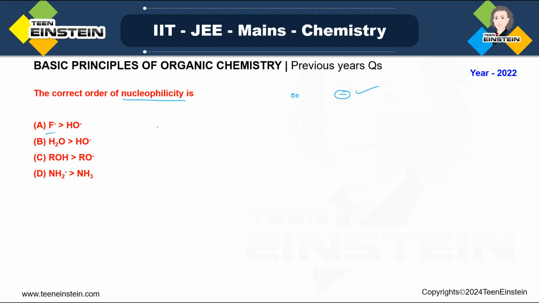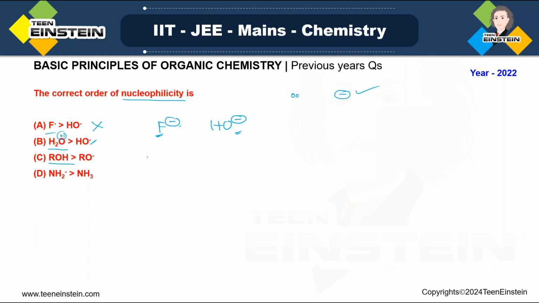Now in the first case, we have F minus. So in both cases, we are having some negative charge. But remember, F is more electronegative than oxygen, so it cannot donate this negative charge very easily. So F cannot be more nucleophilic. So this is not the correct order. Next we have a lone pair over oxygen, but here you have a direct negative charge over oxygen. That means HO minus should be more nucleophilic because we already have the negative charge.